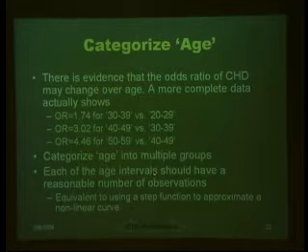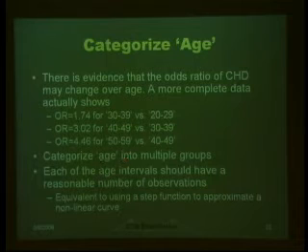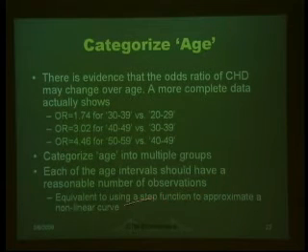So each of the age intervals should have a reasonable number of observations, and what's the step for doing this? You categorize a continuous variable into multiple groups, kind of like a step function to approximate a nonlinear curve there.